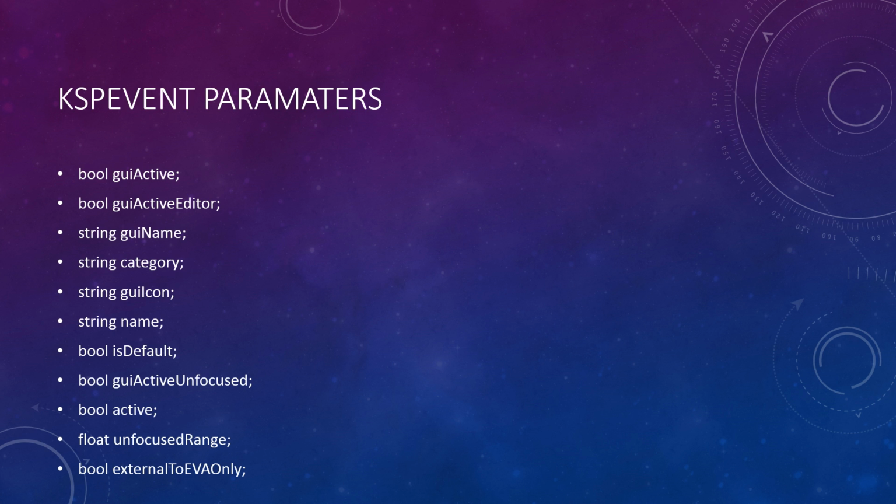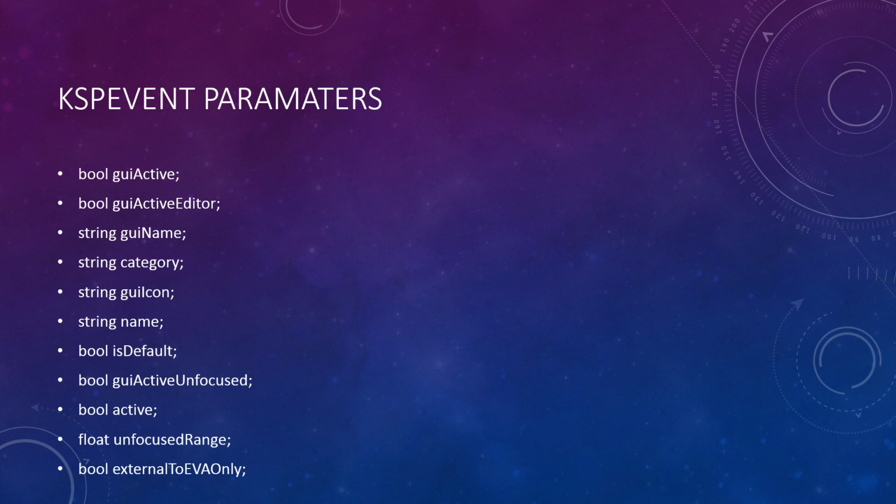The eighth, called GUI active unfocused, is basically the exact opposite of GUI active. If this is true, then this event will be visible, but only if the vessel you are controlling is not the same vessel this module's part is attached to. The ninth is called active. This is basically a master switch for GUI active, GUI active editor, and GUI active unfocused. If this is true, then those three will behave normally, but if it is false, then the event will not be visible anywhere.